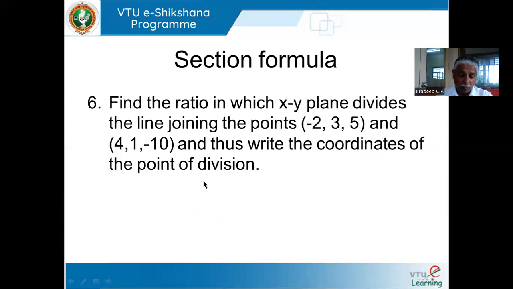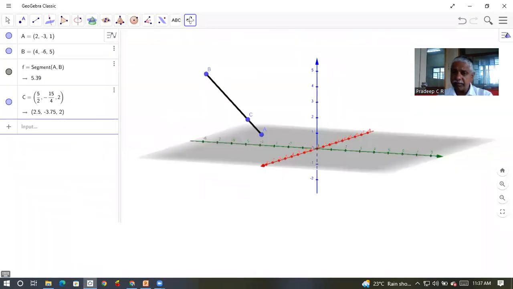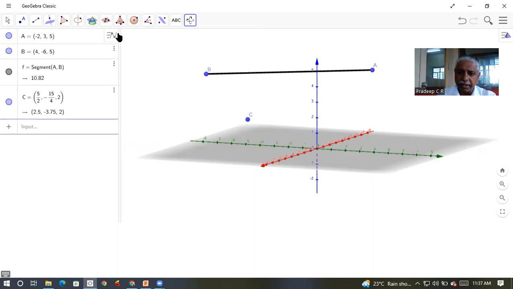This is one more kind of problem. Yet another kind of problem: find the ratio in which the XY plane divides the line joining these two points. One should try to see a picture, it will help. So let us see the picture here. A has gone to minus 2, 3, 5, and B is the point 4, 1, minus 10. These are the two points A and B.